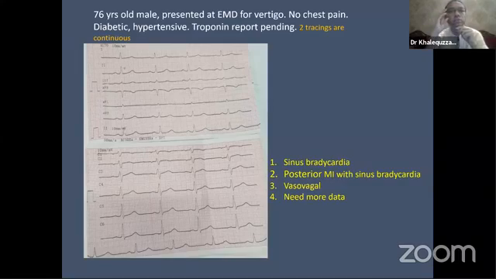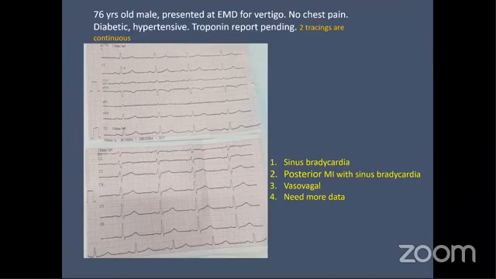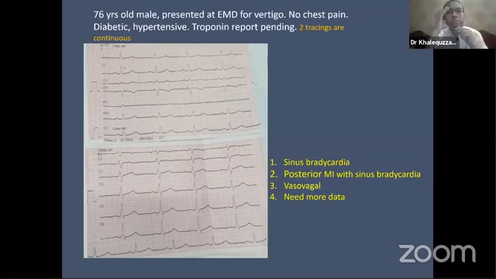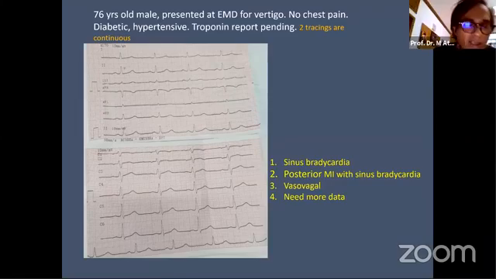Vasovagal, yes, it could be vasovagal, although age is not very suggestive of vasovagal reaction. Vasovagal reaction usually occurs in younger females, more commonly related to stress. And in between vasovagal attacks, the patient's ECG may be normal. I need more data. It could be a vasovagal attack.